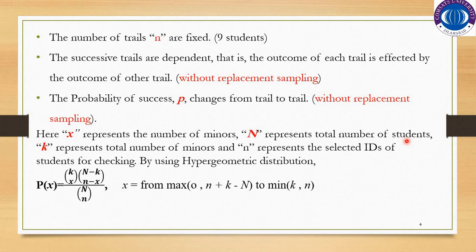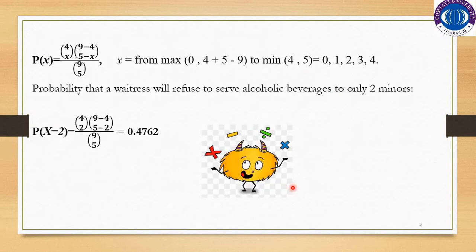So we can apply the hypergeometric distribution here, as its PDF, probability mass function, is P of x is equal to kCx times (N minus k)C(n minus x), divided by NCn, where x is equal to from maximum of 0, n plus k minus capital N, to minimum of k and n.